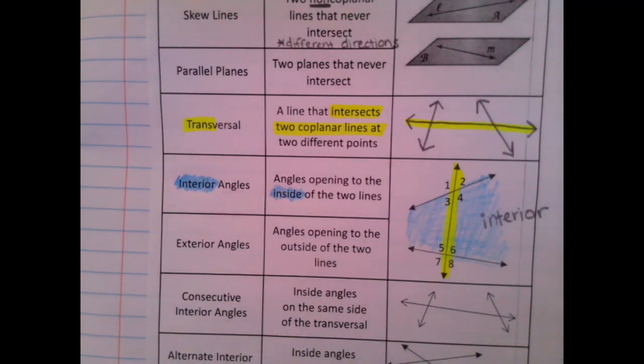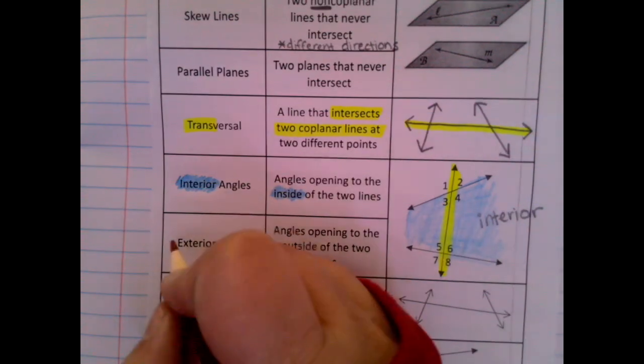All right, then we have our exterior angles. So what does exterior mean? Outside.